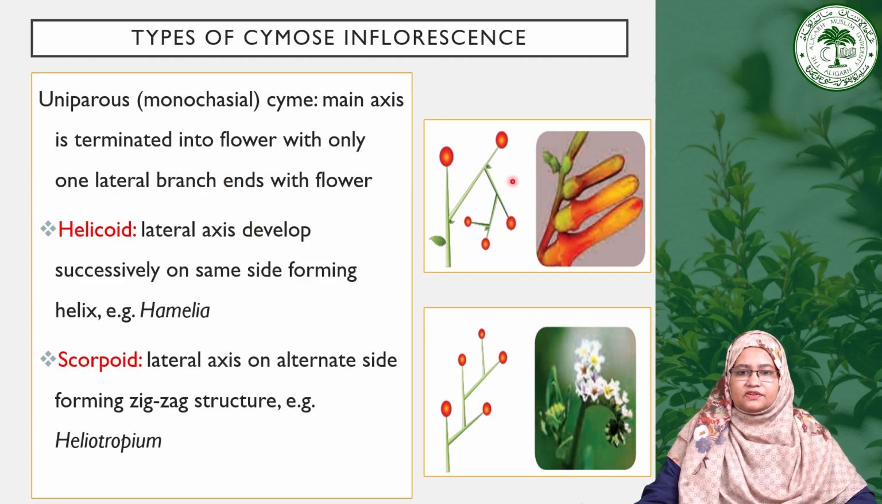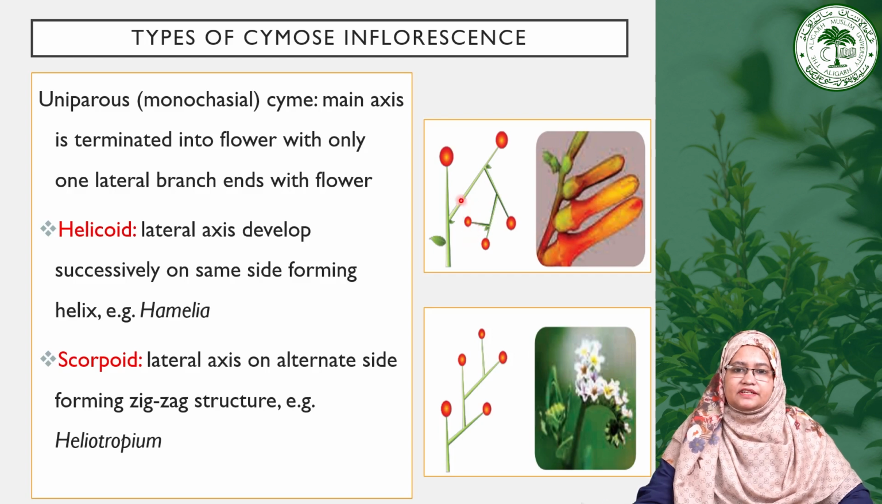As you can see, this one is the helicoid. This is the main axis which bears the oldest flower, which blooms first. Then this is the first lateral branch, and this one is the second flower. Then on the same side it branches off, giving the shape of a helical structure. This is forming a helicoid structure. That's why it is termed the helicoid monochasial cyme.